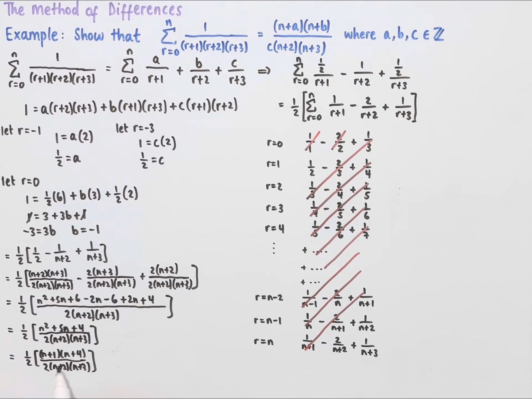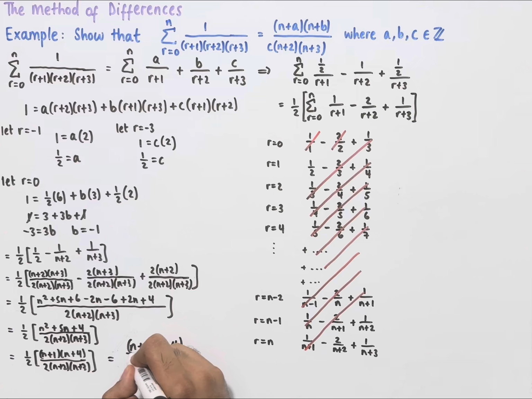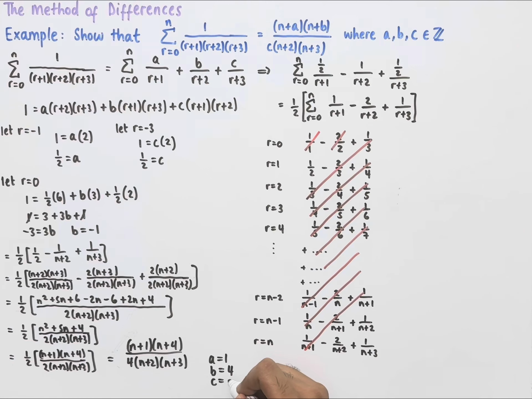And now finally, if we multiply the fraction inside with the fraction on the outside, we're left with n plus 1 brackets n plus 4 all over 2 times 2, which is 4. And then we have n plus 2 brackets n plus 3. And so for the final answer, in the order that we have it as, A equals to 1, B equals to 4, and C equals to 4.